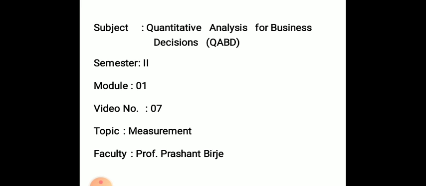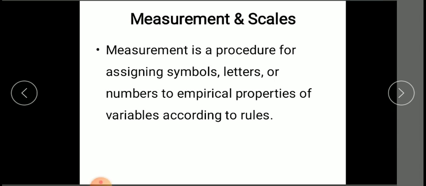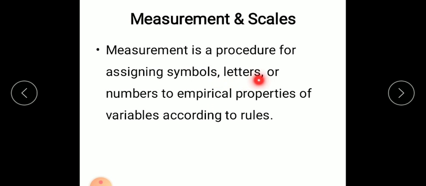Now what is measurement? Students, you might have measured a lot of things. Maybe the length of a line, or you might have even counted the number of apples in a basket and so on. So all these are different types of measurements that you're doing. Basically, measurement is a procedure for assigning symbols, letters, or numbers to empirical properties, that is attributes or characteristics, which can be measured of variables according to rules.